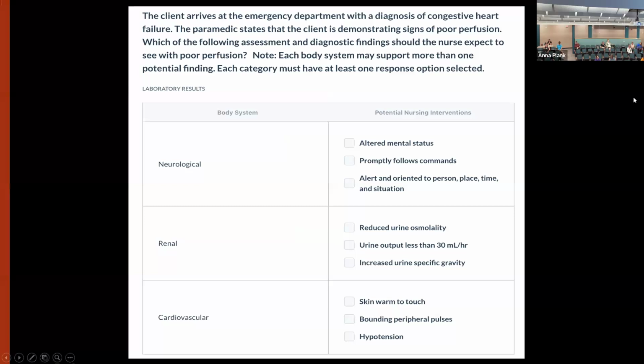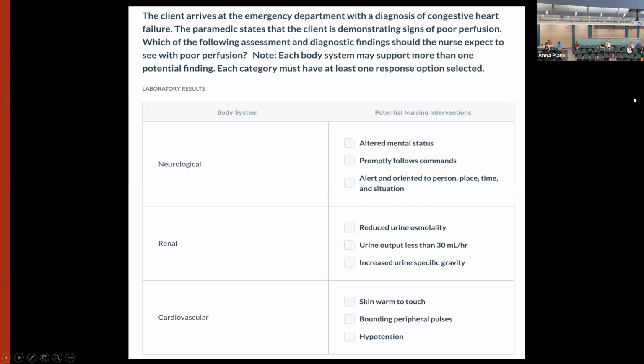Okay, so I don't know if you can see this, if you have your PowerPoint or access to it. This is 3 body systems and 3 different categories of interventions. So if you have a client who comes into the emergency department with CHF and we see poor perfusion, okay, what does that look like in each of these systems? Okay, so it can be more than one.